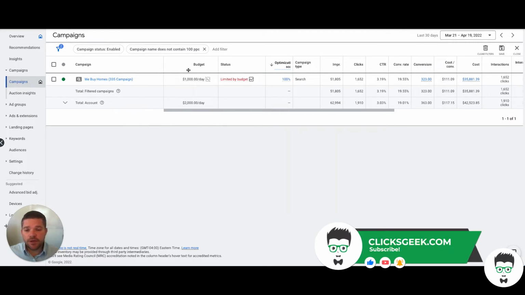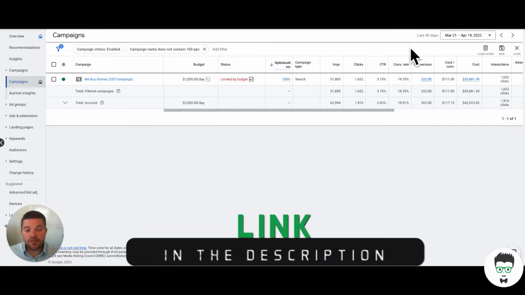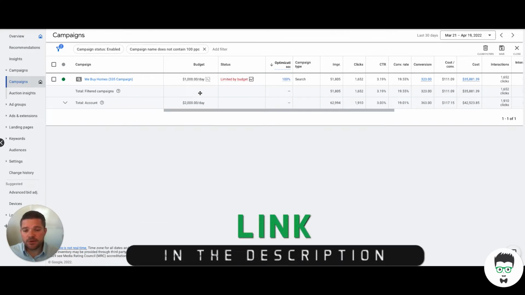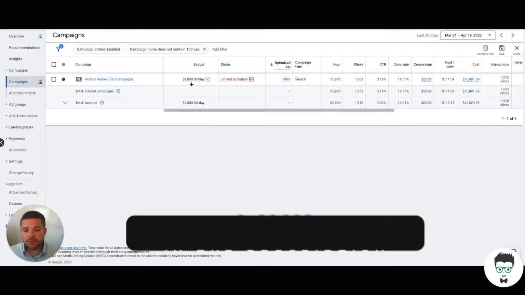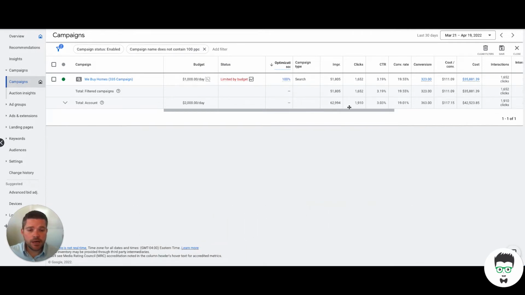So we're going to review this campaign. It's a 30-day window. This specific campaign is spending a $1,000 per day budget. We've driven 1,652 clicks in that 30-day window with a conversion rate of 19.55%. It's pretty good.